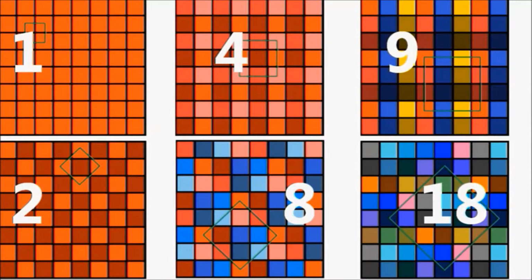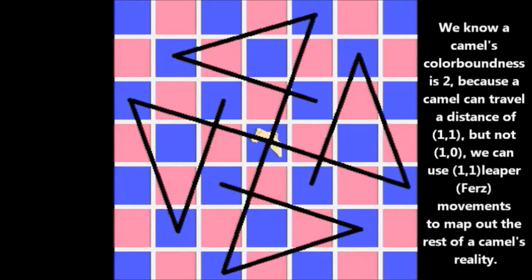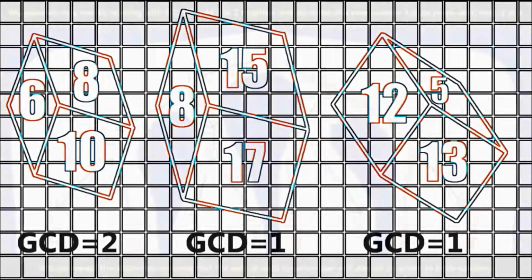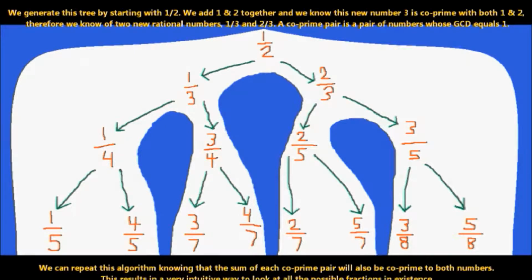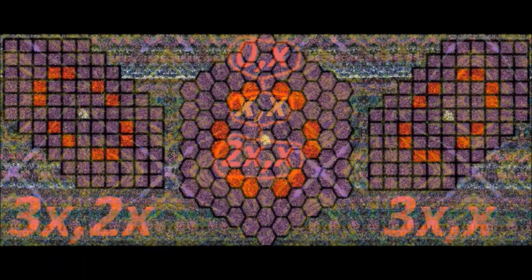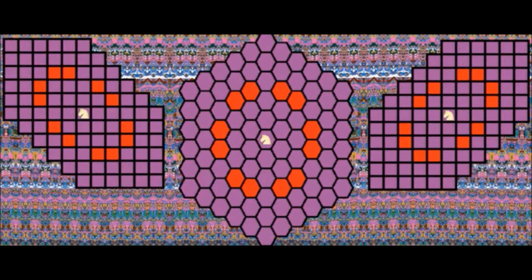In the previous video, I demonstrated how the concept of color boundness in chess can make it easier to understand certain mathematical concepts such as the Euclidean algorithm and Pythagorean triples. I ended the video with a concept I called the every fraction tree, which links all the simplified fractions in a structured manner which corresponds to steps of the Euclidean algorithm as well as hexagonal chess.